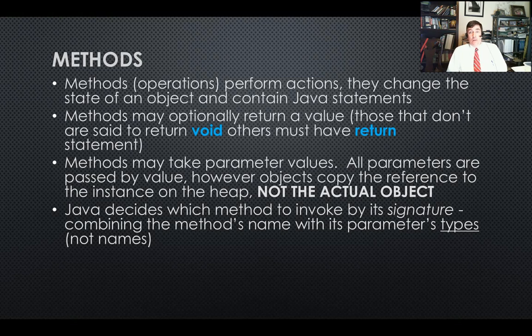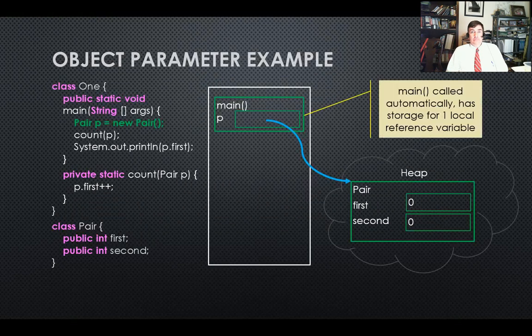Java will decide which method to invoke by the method's signature. A signature is a combination of the method's name and its parameter types, but not the names of the parameters, only the types of the parameters. Also, note I did not say the return value. It only looks at the method's name and the parameter types.